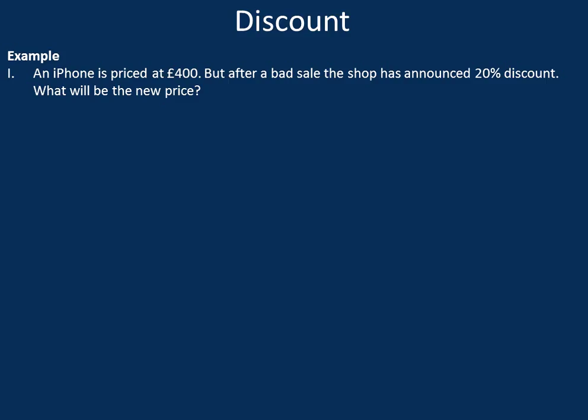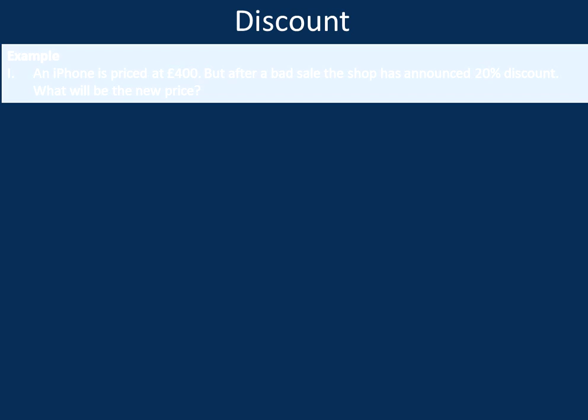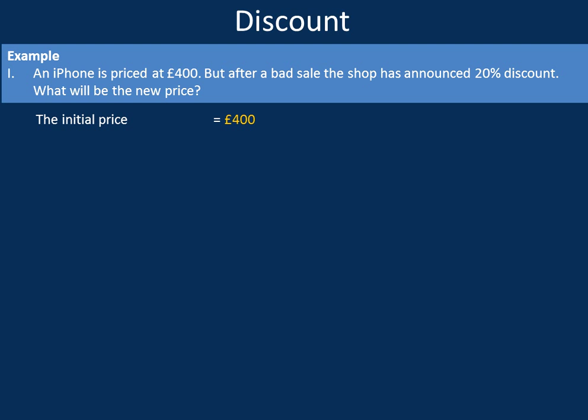In our first example, an iPhone is priced at £400, but after a bad sale, the shop has announced a reduction of 20% discount. What will be the new price? So the actual price is 400. After a reduction of 20%, how much is it going to be? The initial price is 400. The discount percentage that is offered is 20%, so we can say it's 0.20.